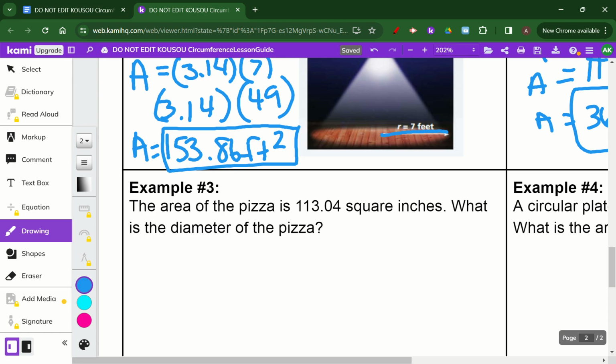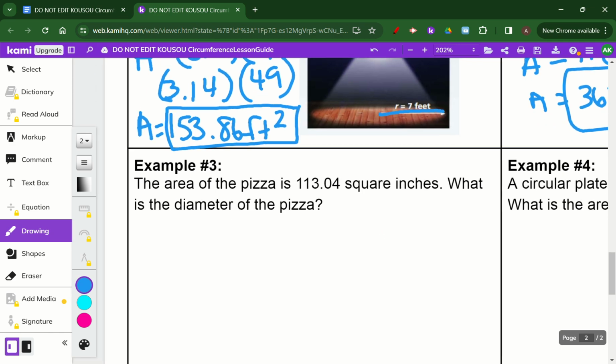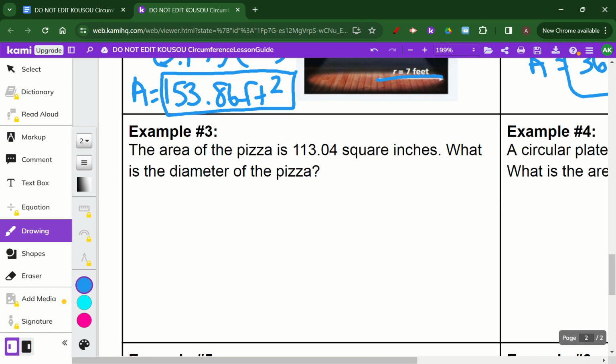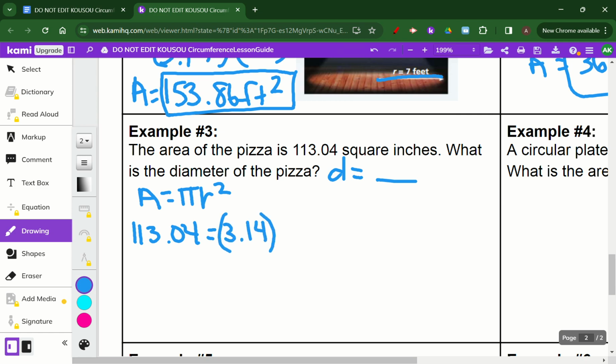All right, example 3. The area of a pizza is 113.04 square inches. What is the diameter of the pizza? All right, so now we are looking for the diameter. We are given the area. So we're going to use our area formula. We're given the area, which is 113.04. We'll plug in 3.14 for pi.